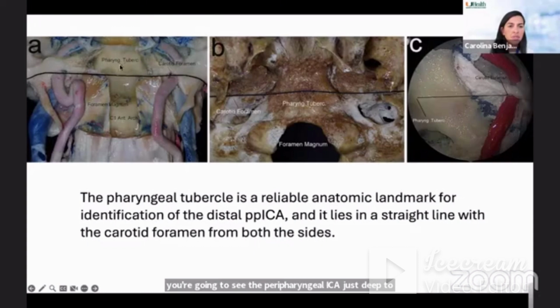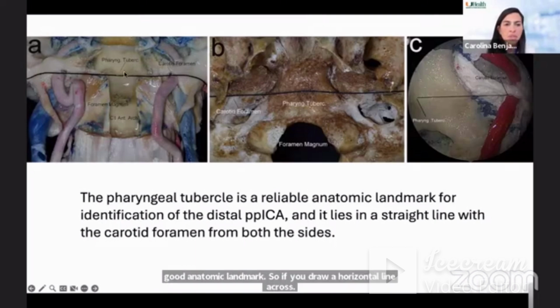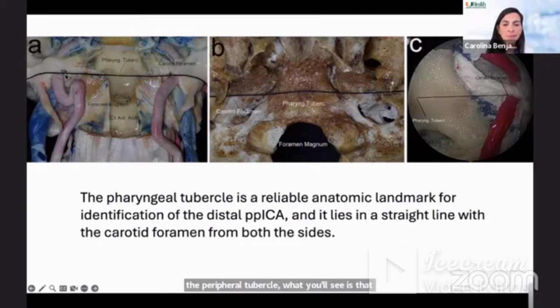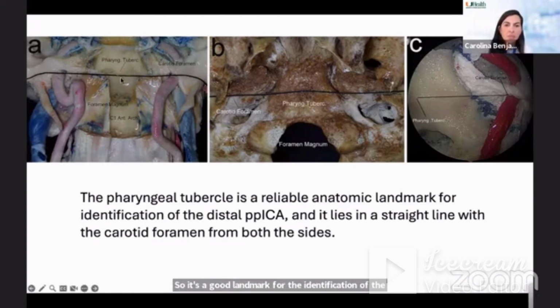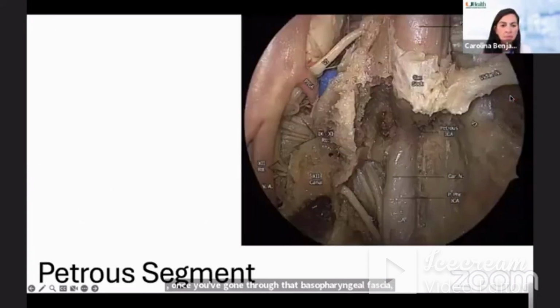And importantly, this pharyngeal tubercle is a really good anatomic landmark. If you draw a horizontal line across the pharyngeal tubercle, what you'll see is that it leads you to the carotid foramen. So it's a good landmark for the identification of the distal parapharyngeal ICA, and it's really in a straight line on both sides. And here it is again, and you can see the carotid foramen here as well as on this side. So when you identify that tubercle, once you've gone through that pharyngobasilar fascia, you can go here, and then you'll find the carotid foramen.